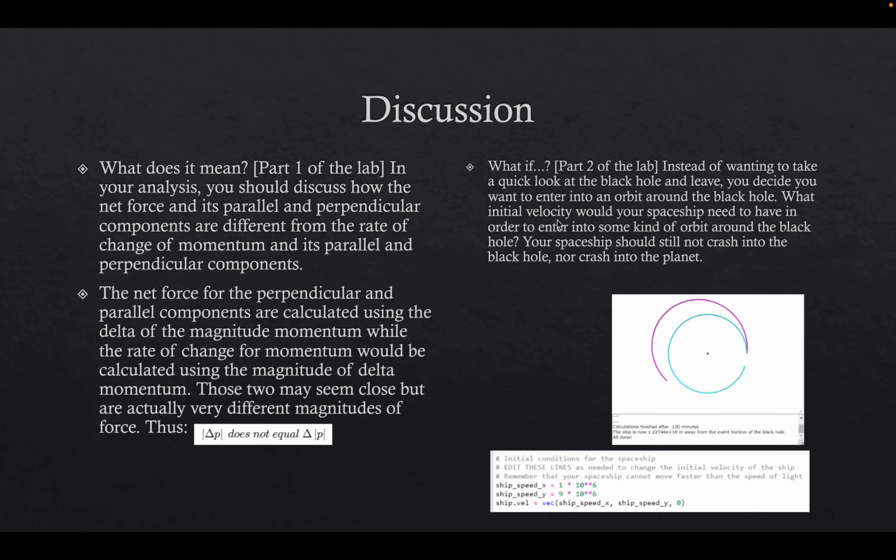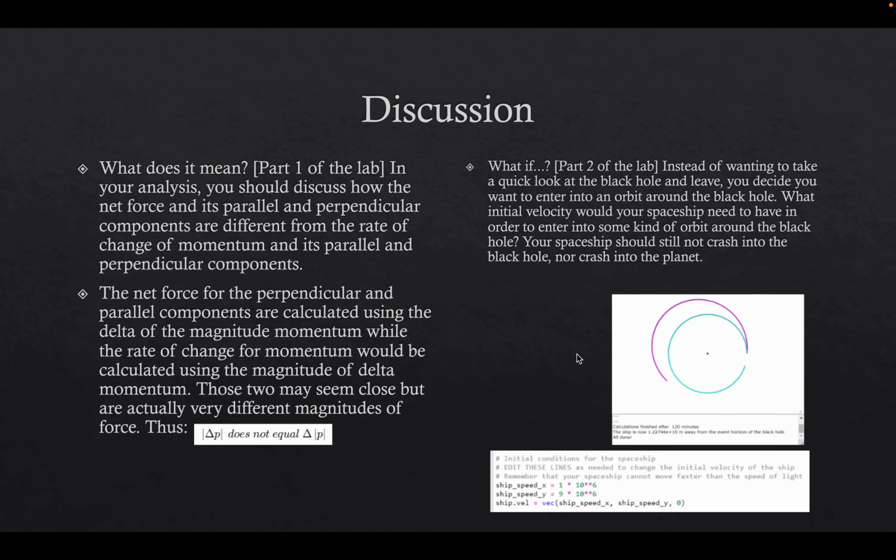And then this what if question was kind of a trial and error. It asked, if you wanted your ship to stay in orbit around the black hole but not hit the planet, what speeds would you have to go? And these were the speeds that I got through trial and error. Obviously, the orbit's longer, so it wasn't able to complete, and it may crash into the black hole, but I thought it was okay. And that's it.